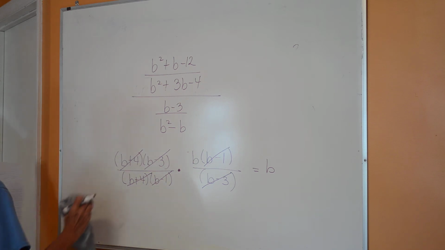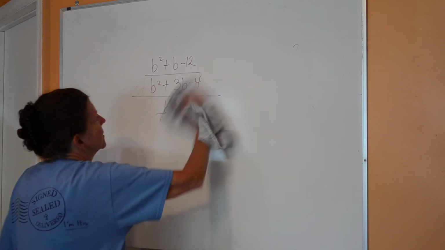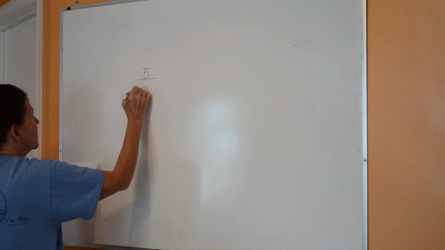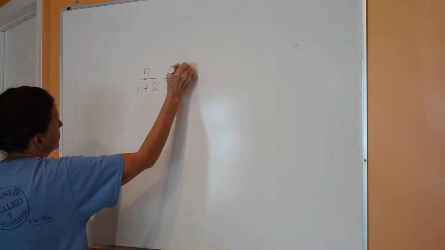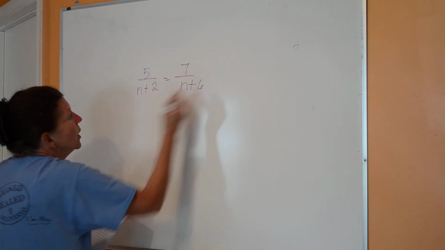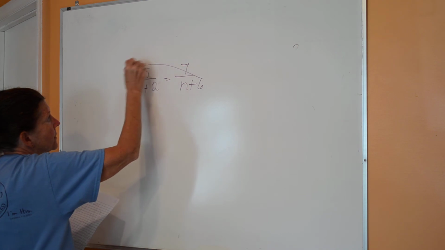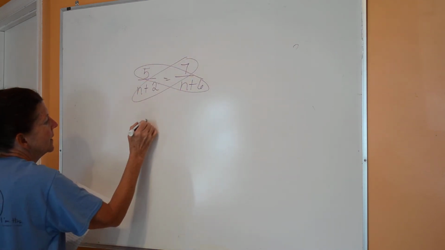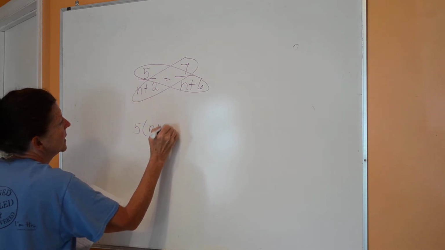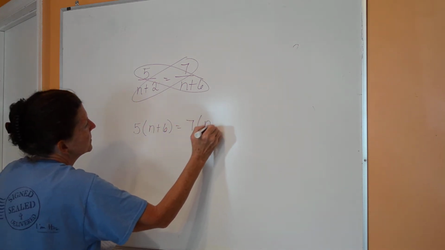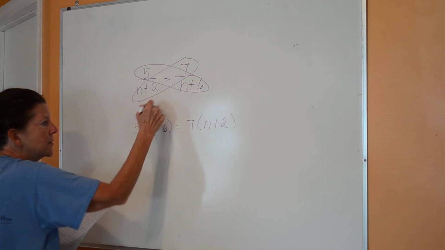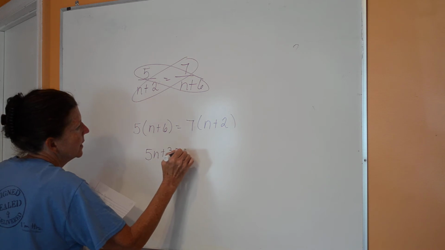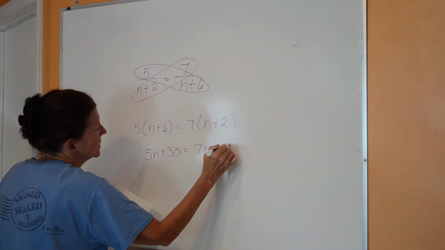then the very last part is we solved equations. Okay, so we started out with stuff like this, where we just had two fractions. We did cross products on those. This times this, and this times this. So that's the same thing as saying 5 times n plus 6 is equal to 7 times n plus 2. You must do distributive property. So I have 5n plus 30 is equal to 7n plus 14.